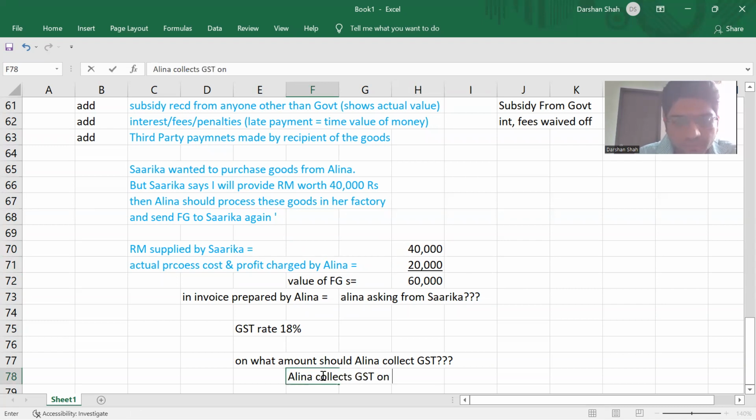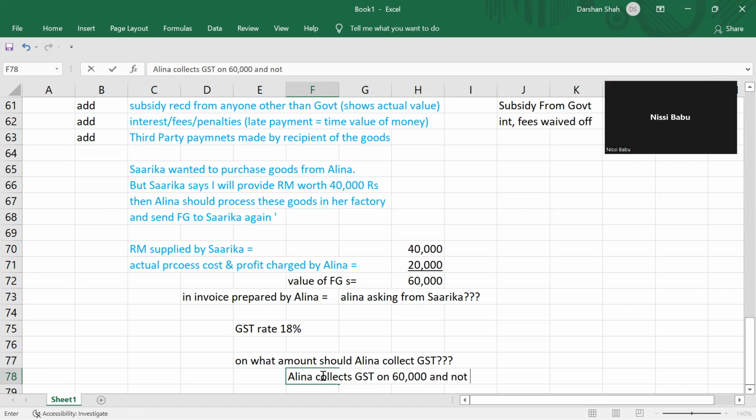Is this clear? Yes. Okay, so this was a very, what can I say, controversial decision that the government took. People said that this is wrong, that we are only supplying goods of 40,000, and the processor or the manufacturer is only doing a processing of 20,000. So the actual GST should have been collected on 20,000.